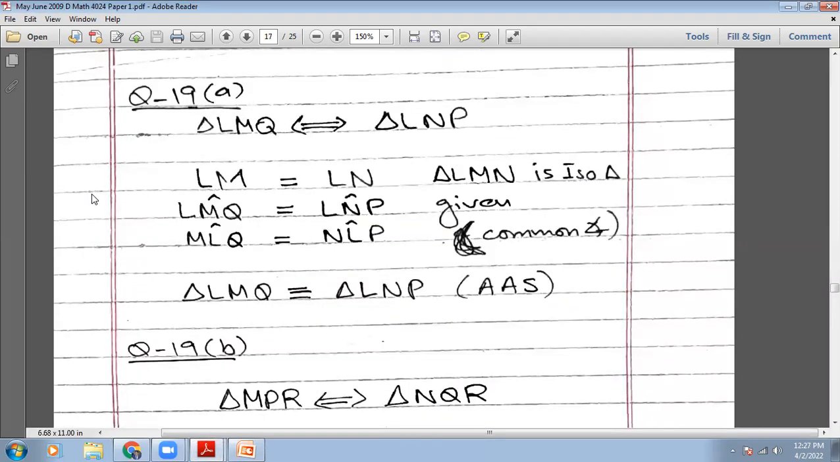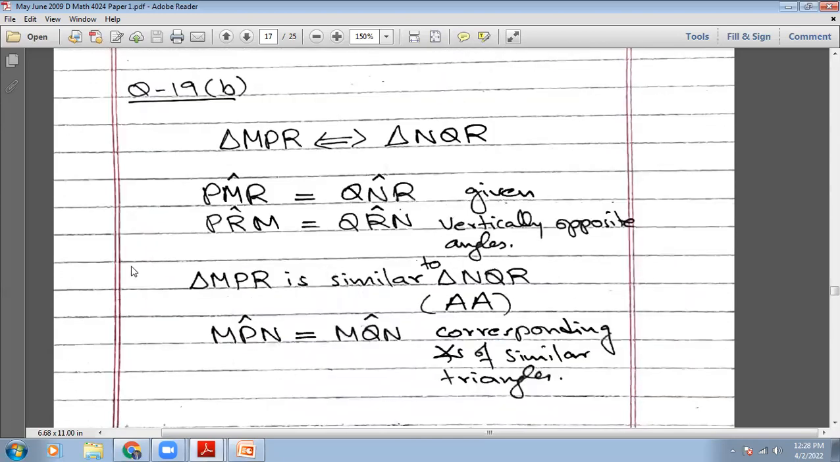Let me show you how I have written this. So we are comparing triangle LMQ with the triangle LNP. LM is equal to LN, the sides, because the triangle LMN is isosceles. The LMQ angle and the LNP angle are equal to each other, given. The MLQ and the NLP angles are equal to each other because that's the common angle. So we can say that the triangle LMQ is congruent to the triangle LNP, by the angle side angle postulate.